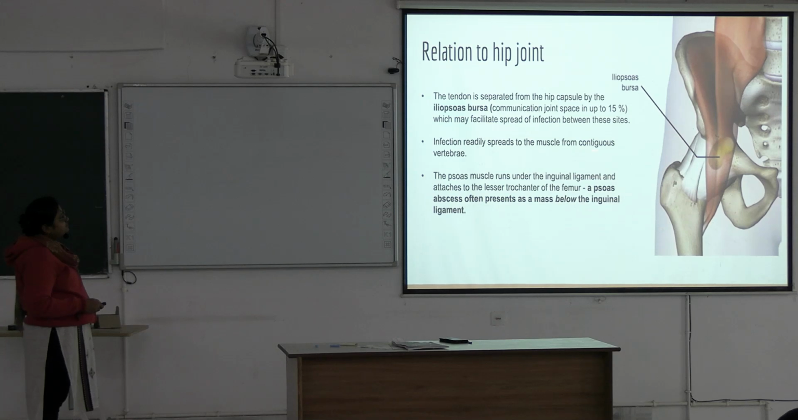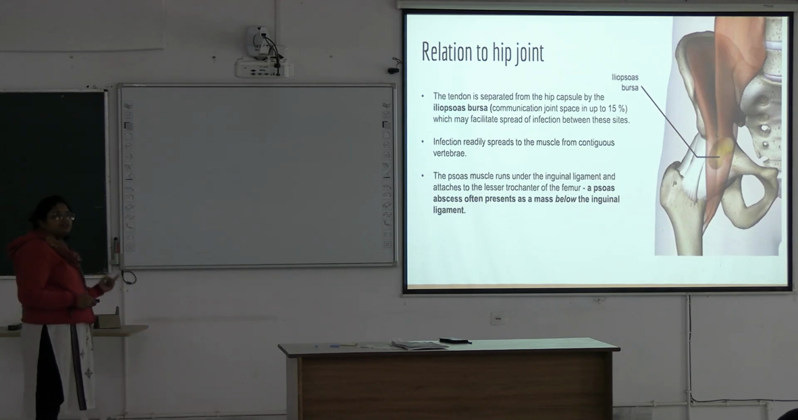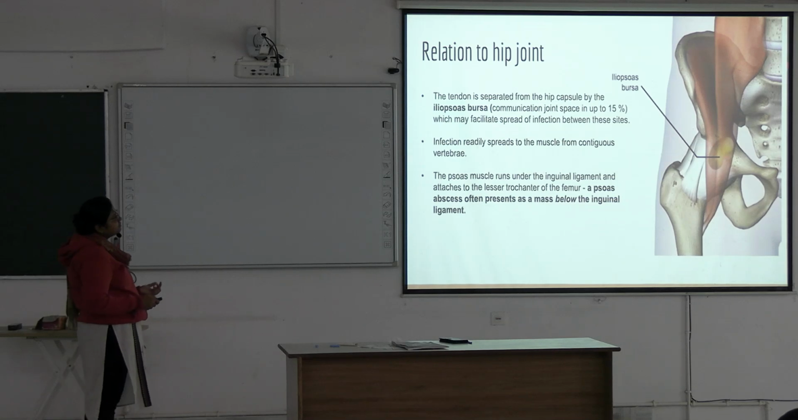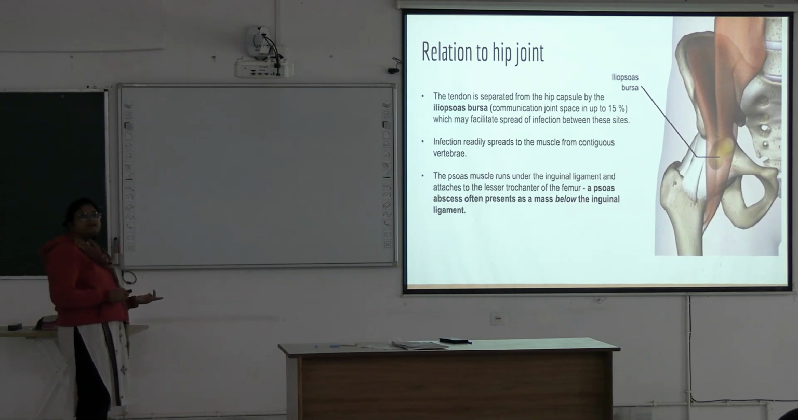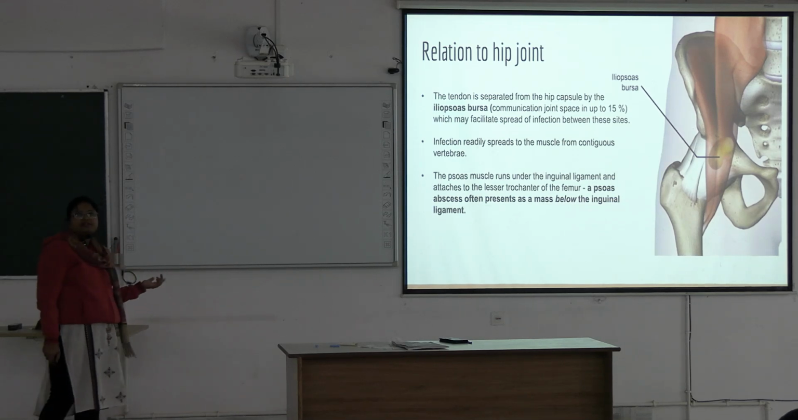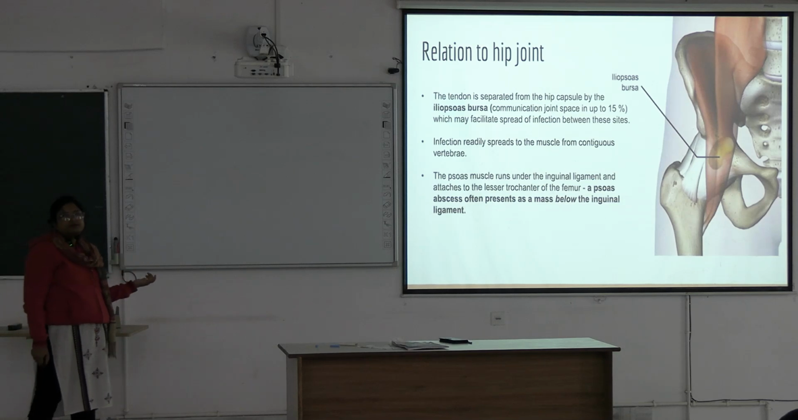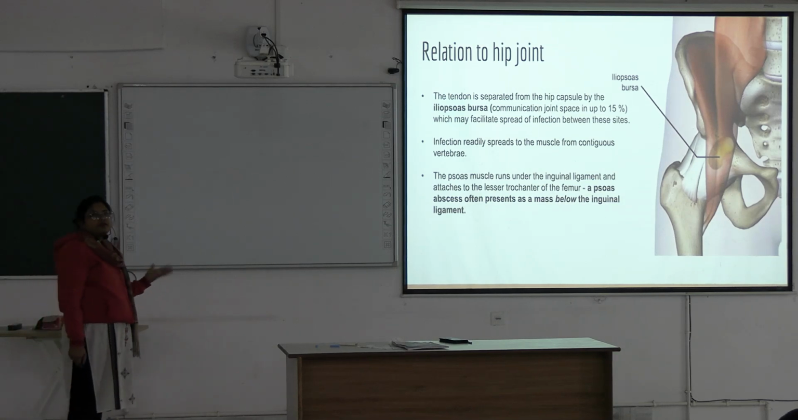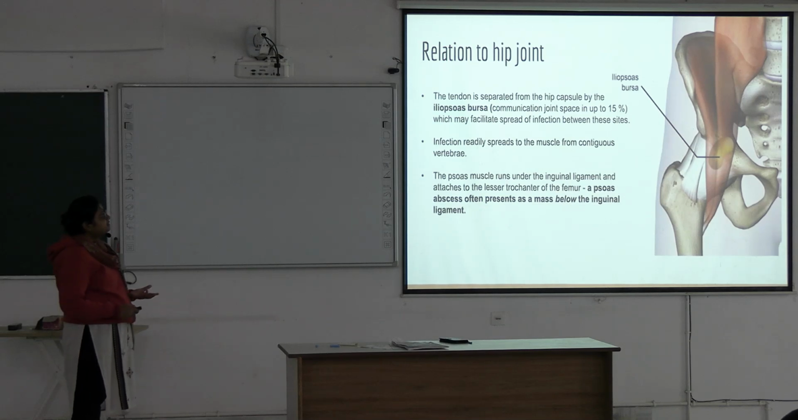Infection readily spreads to the muscle from contiguous vertebrae. Okay, this psoas major was originating from the vertebral bodies. In case of vertebral infection, like in tuberculosis of the vertebra or other infectious disease of the vertebra, it may spread to this iliopsoas muscle.